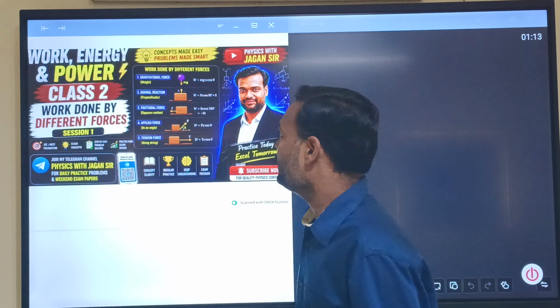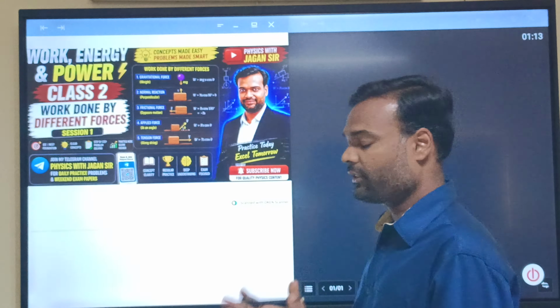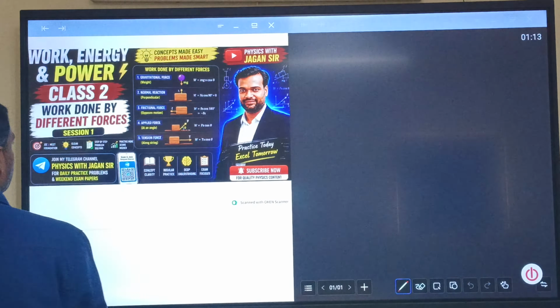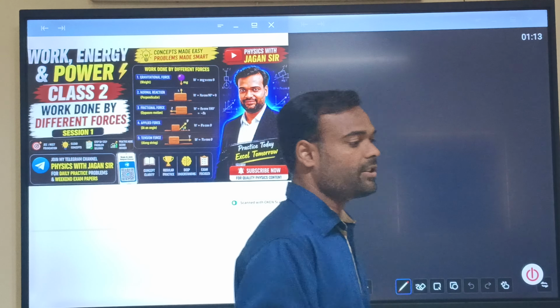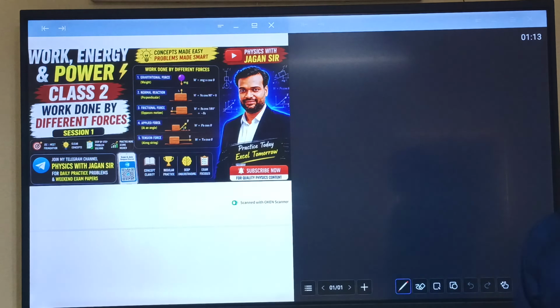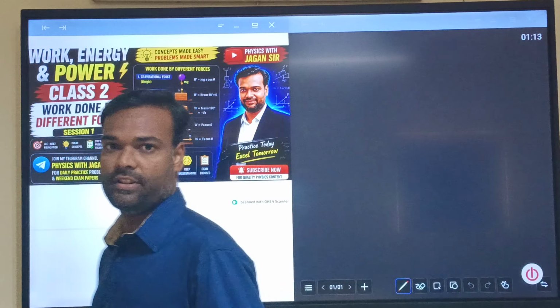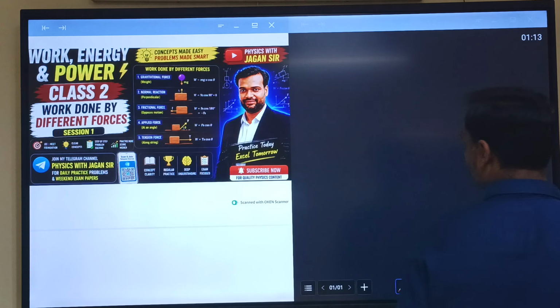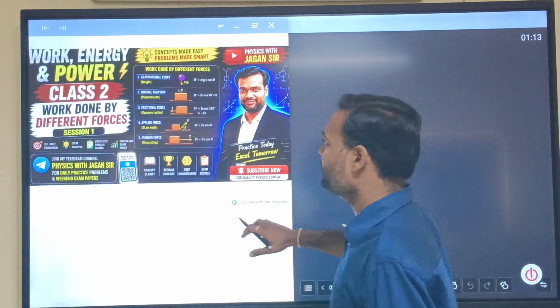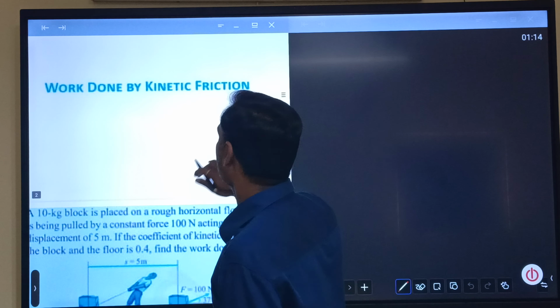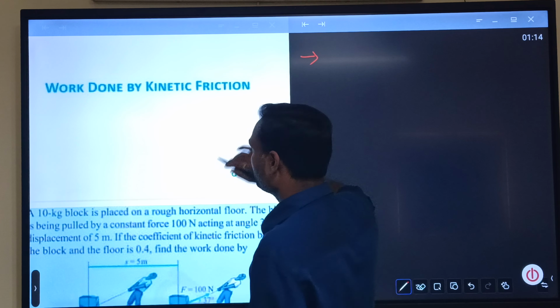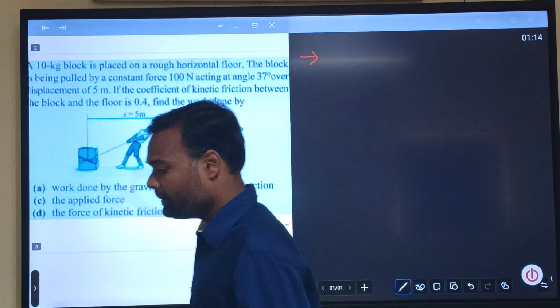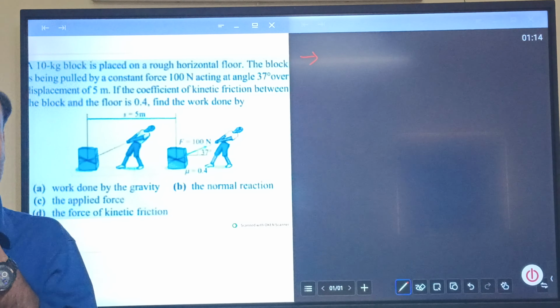And we have successfully completed Newton's laws of motion, and after that we had started the work, energy, power chapter. In this chapter we completed what work done is, how we can calculate work done in different situations, and different types of numericals also we have seen. The next topic is work done by different forces, and out of that, work done by kinetic friction. This concept I would like to explain with an example.